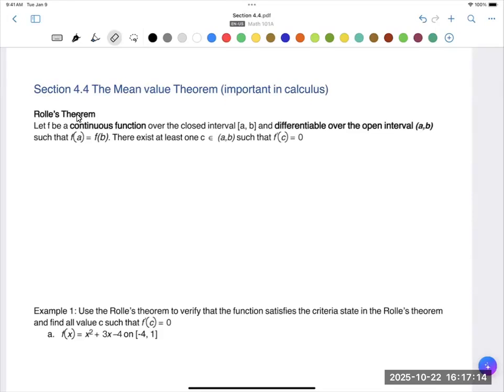Before we talk about the mean value theorem, we also look at Rolle's theorem as well. It's also one of the important theorems that you should know. And let's see what this theorem talks about.